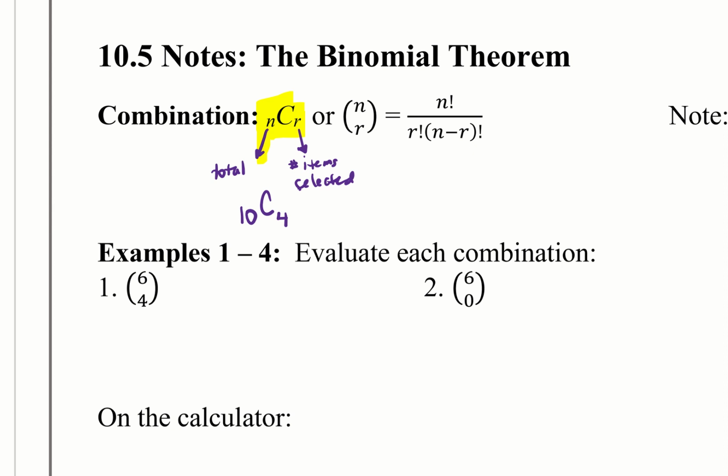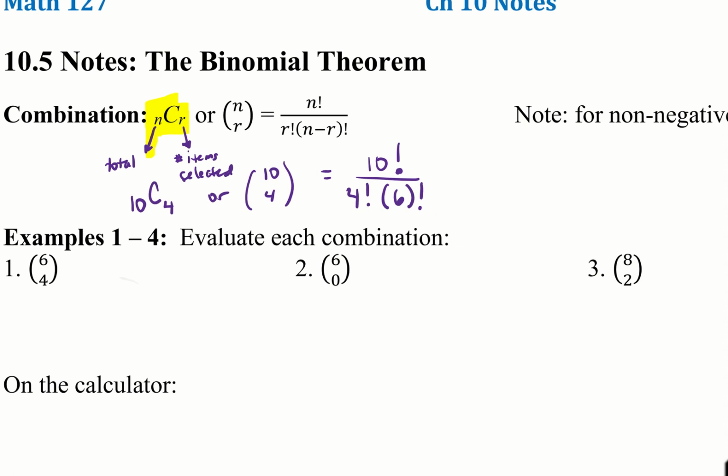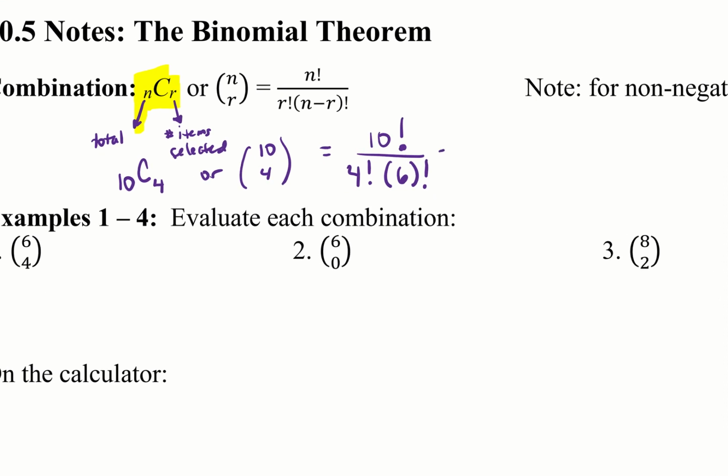Another way we could write this is like this, where we have 10 items and we're picking 4 of them. And if we wanted to actually calculate what that would be, on the top we would write a fraction with 10 factorial. And on the bottom, we would write r factorial, r being the 4, and then times 10 minus 4, which is 6 factorial. And we could calculate that and see what that value actually is.